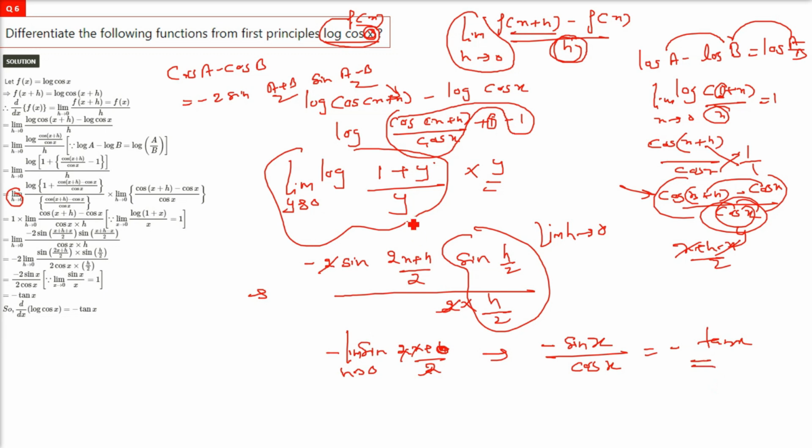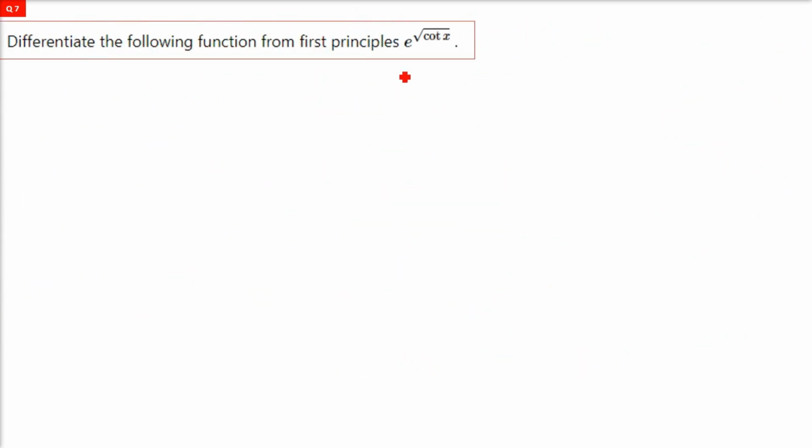Alright. So, I just wanted to show you how to do this. That's why I skipped something. Next is e root cot x. We have to solve it using the first principle.